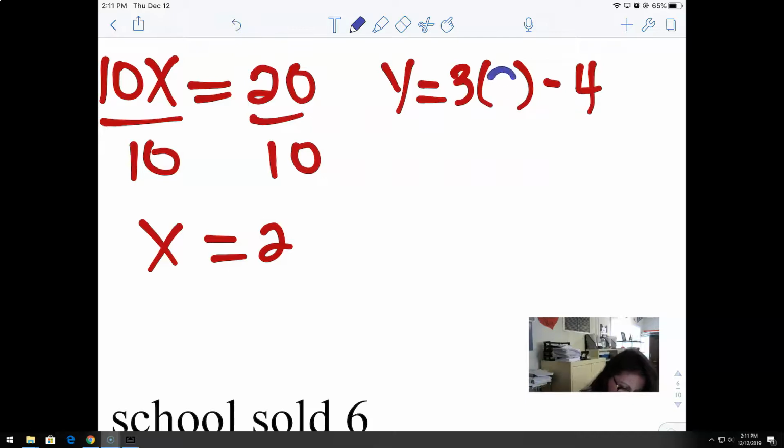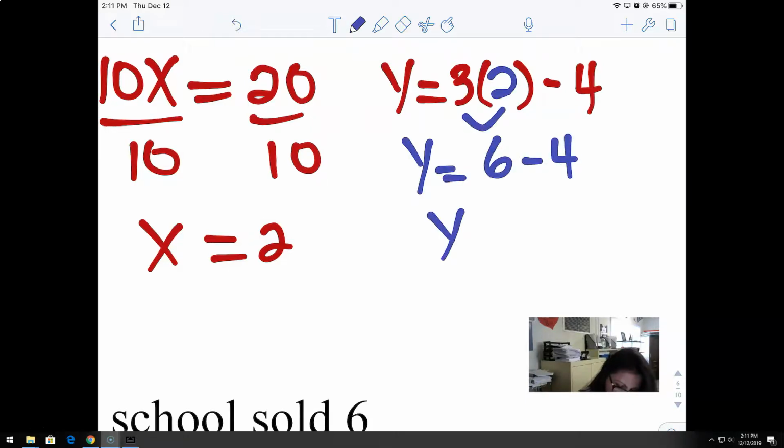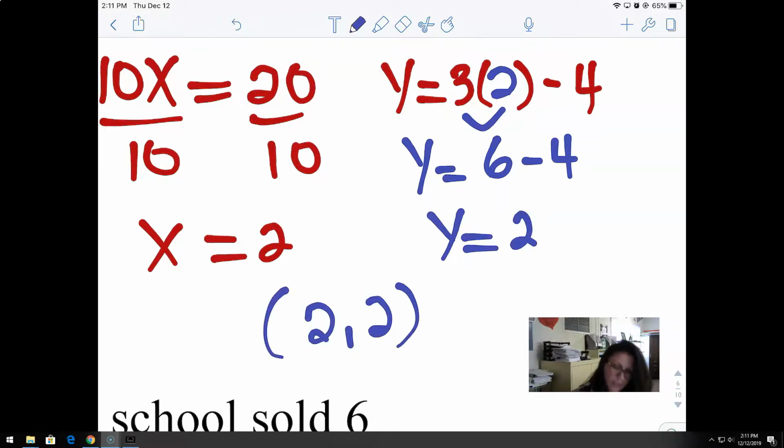Okay, so x is 2. So y equals 3 times 2, which is 6, minus 4. Y equals 2. So my solution is (2, 2).